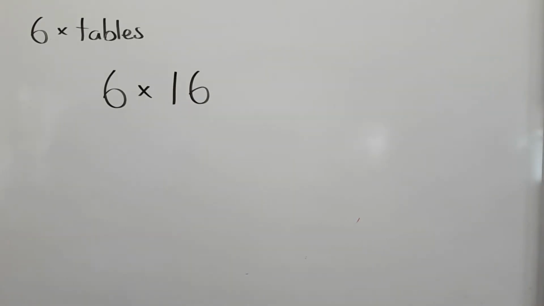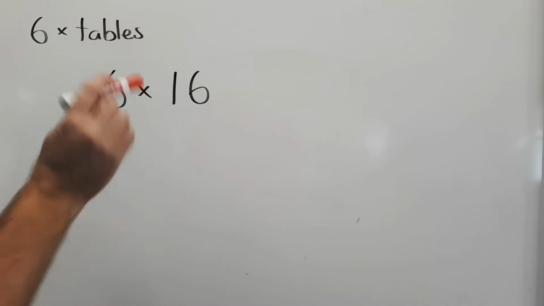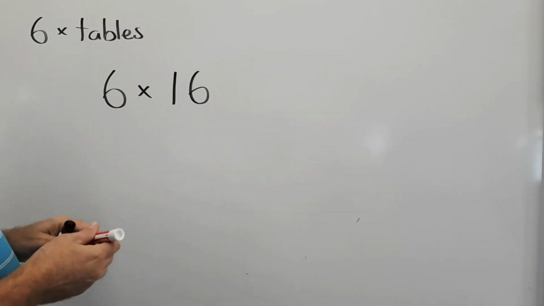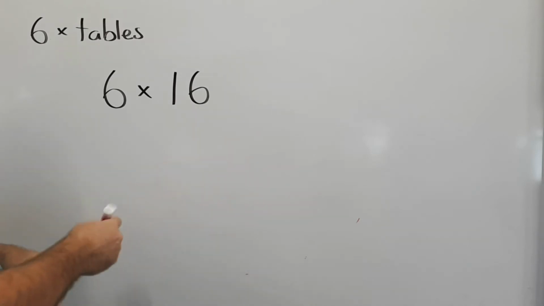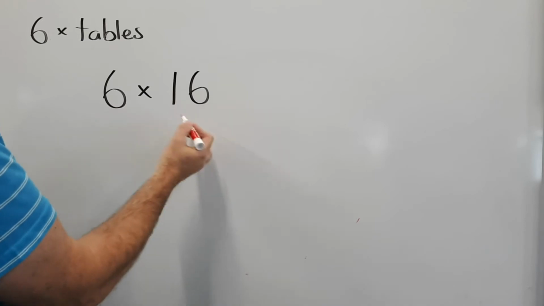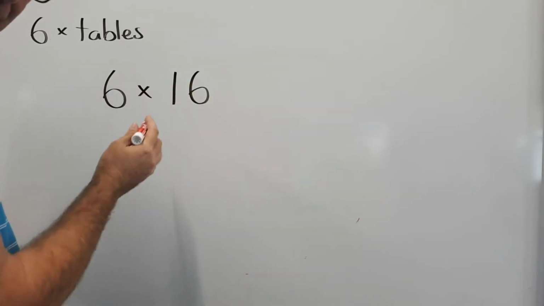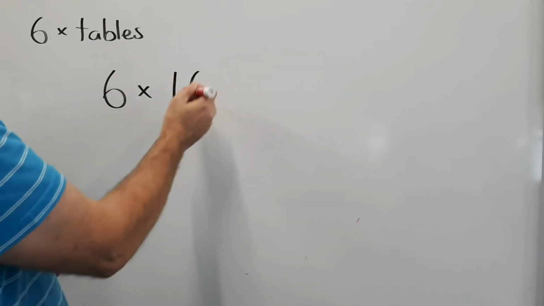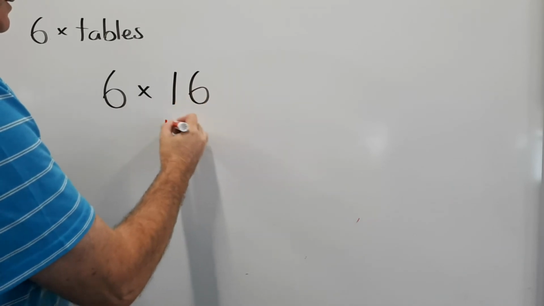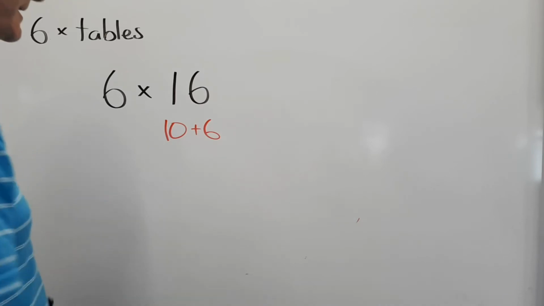What if you get one that's just a little bit trickier? Well, in the same way that you might tackle 6 times 12, you can tackle 6 times 16 or any number like that pretty easily. So instead of splitting the 6 in this case, because hopefully your 6 times table is pretty solid by now, we can split this number. We know that 16 is also 10 plus 6.